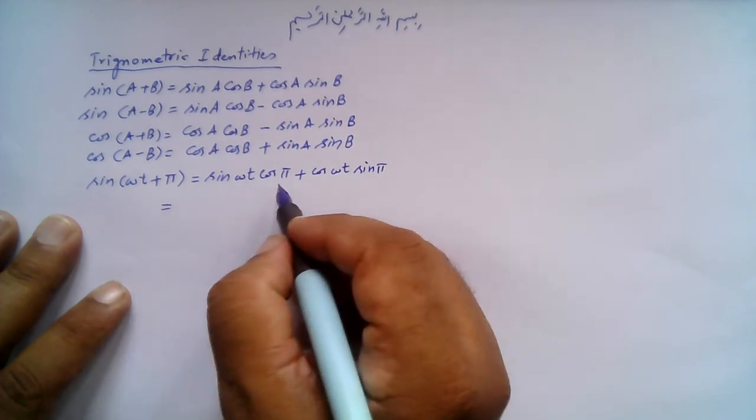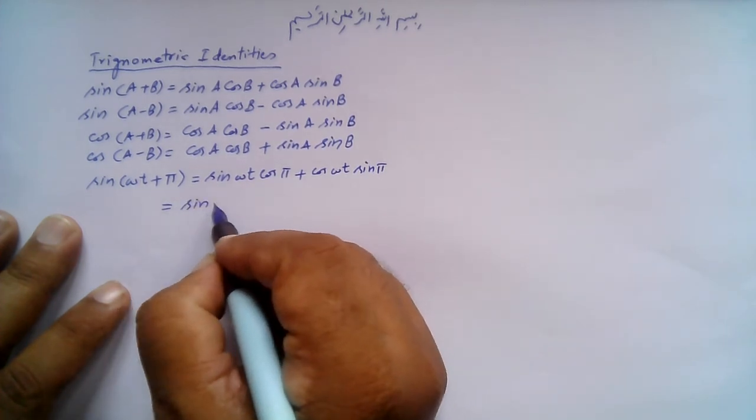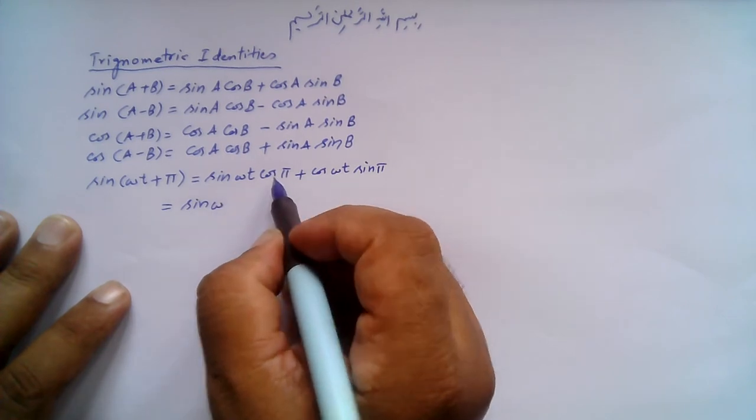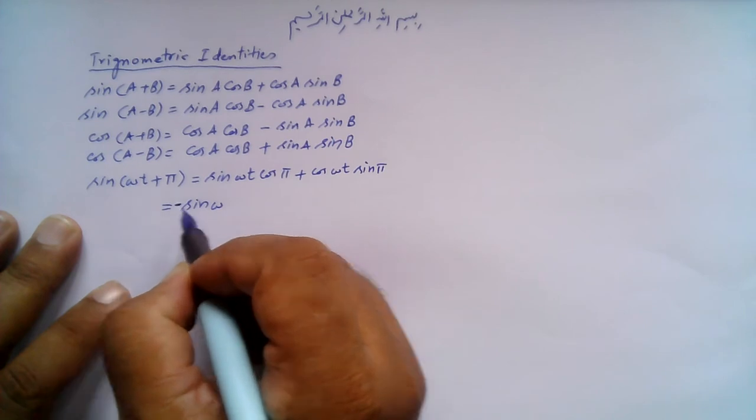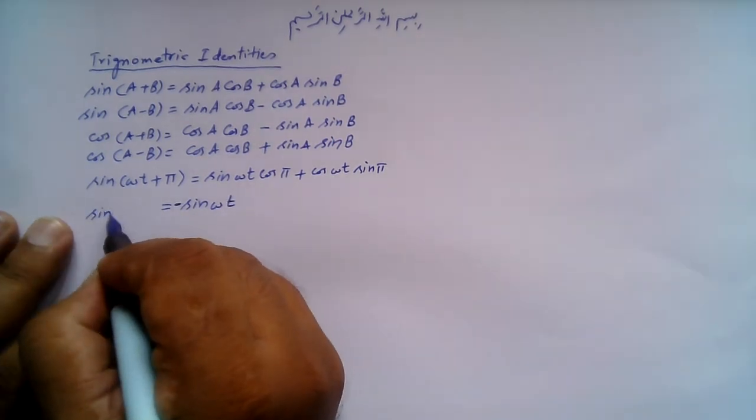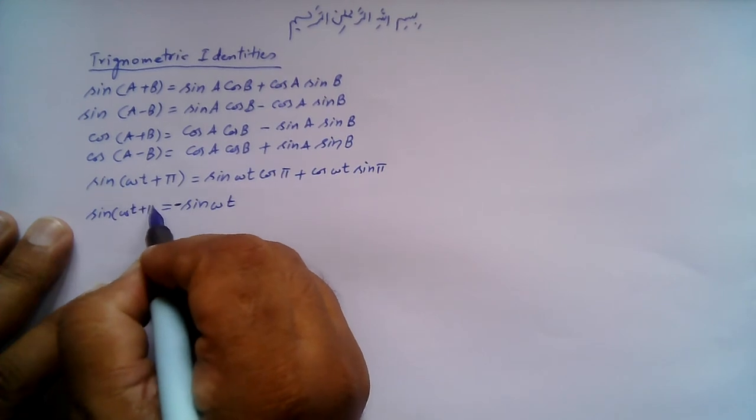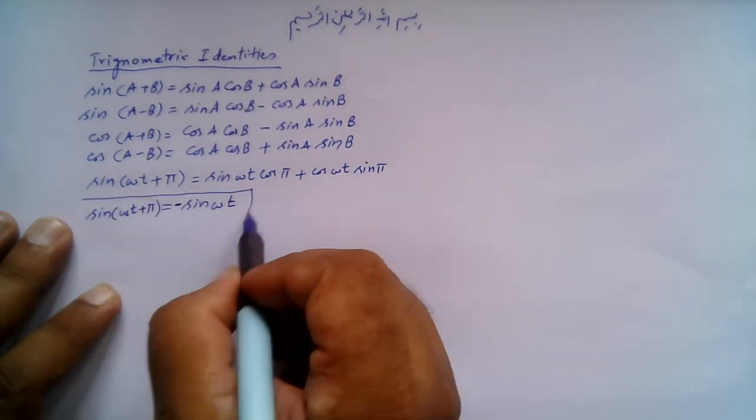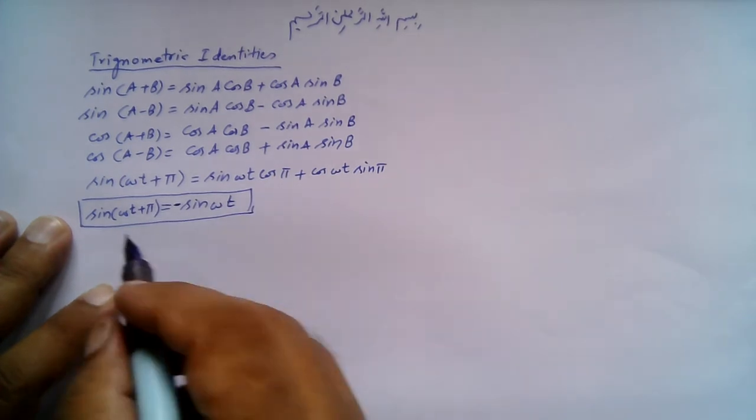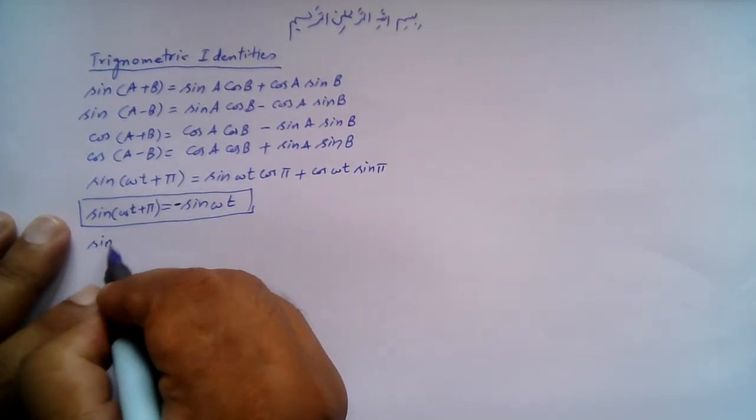So that will be, cos pi is minus 1, sorry, right? So this is minus sine omega t, and this term reduces to 0. So sine(omega t plus pi) is equal to this value. Likewise, we can evaluate different other functions also.